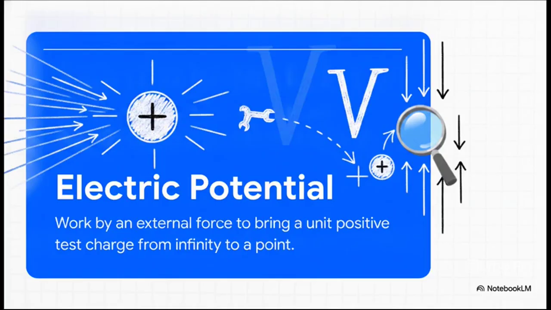Electric potential, which we represent with a capital V, is simply the amount of physical work it takes to bring a unit positive test charge from infinitely far away, where the potential is considered to be exactly zero, to a specific coordinate in space, working against the electrostatic field. Put simply, it's a measure of the work done per unit charge.